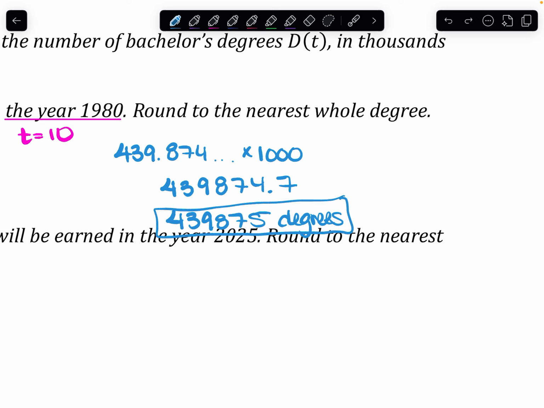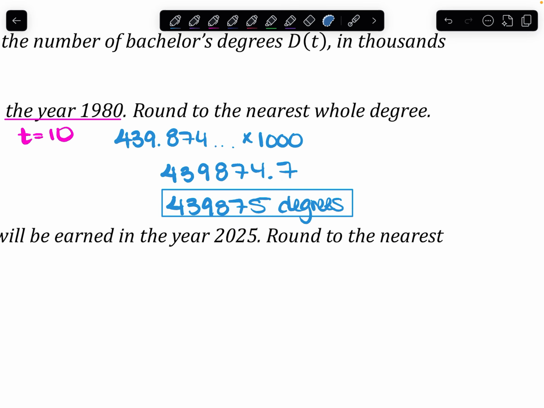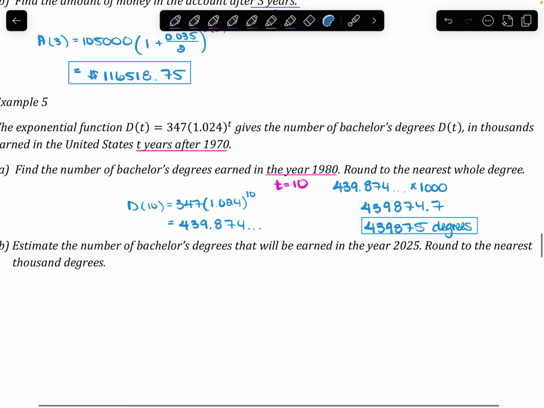Let me move that out of the way for the next part. Oh, come on. There we go. So be careful. Round to the nearest whole degree. Multiply by 1,000 first. Then we can round to the nearest whole degree.